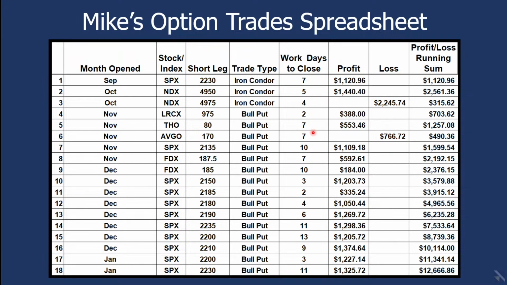Now look at the work days to close: 7, 5, 4, 2, 7, 7, 10. He's pulling in about $1,000 every 7 days or so. That's the beauty of this thing. The average trade typically lasts about 7 to 11 days.